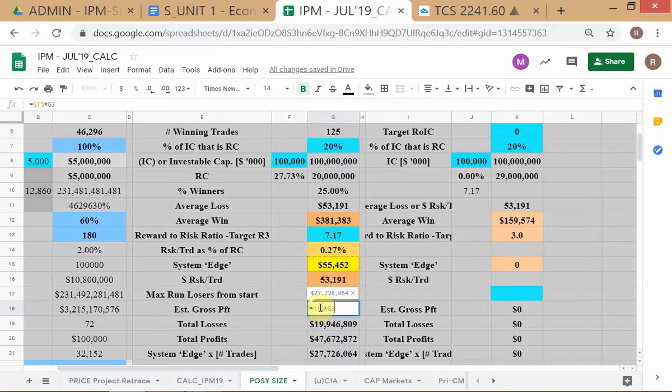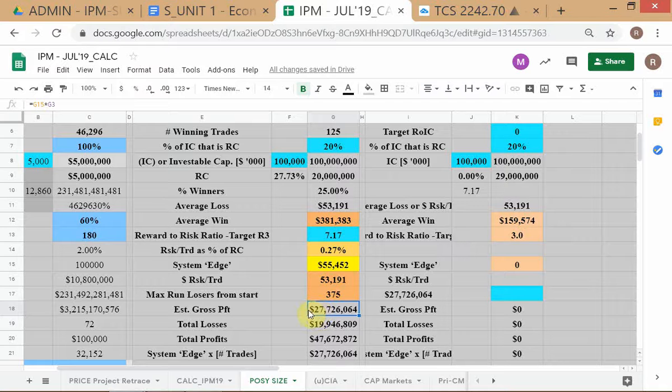We can see that here. It's basically a different calculation of gross profit, but essentially it's this. You can have a corresponding calculation here. If you take total profits minus total losses, you will get the same figure, 27.7. Is this clear? So estimated gross profit is equal to total profits minus total losses.